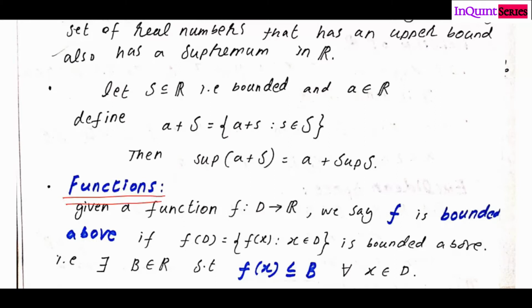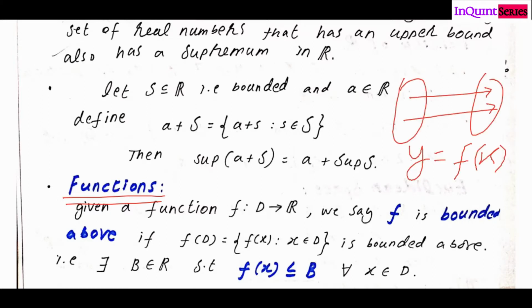So basically you are already familiar with the formal definition of functions. That is, for each value of the domain we have a unique image in the range set, and a function is denoted by y is equal to f of x. So here we are given a function whose domain is any set D and whose range is a subset of the set of real numbers.